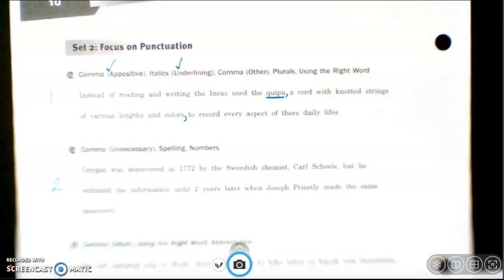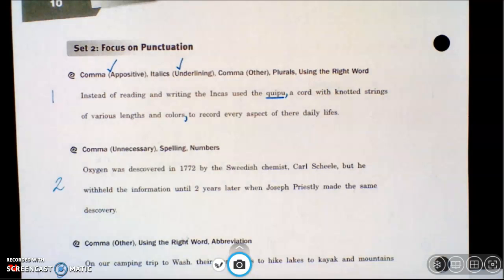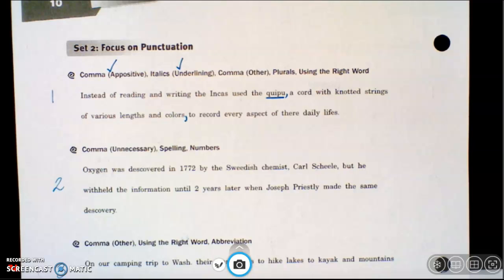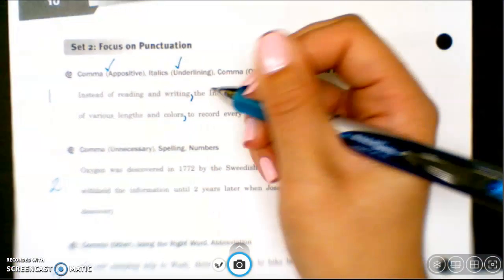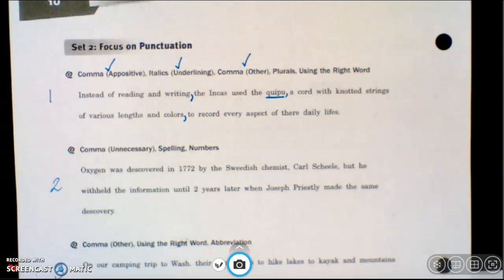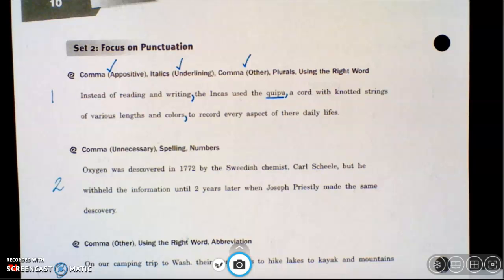Now, the comma that I'm going to add today is actually a comma after an introductory or a dependent clause. To find out where this comma should go, I'm going to read the sentence again. Listen for a pause. Instead of reading and writing, the Incas used the quipu, a cord with knotted strings of various lengths and colors, to record every aspect of their daily lives. You should have heard a pause after the word writing. That phrase, instead of reading and writing, is actually a dependent clause that introduces a sentence. So I need to add my comma after the word writing.